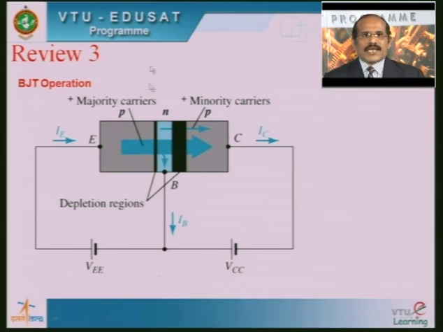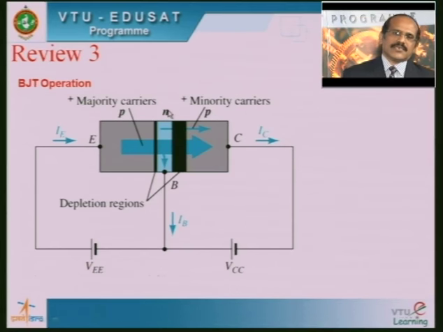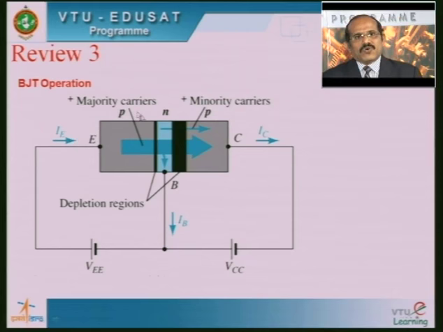Therefore, as you know, we have a PNP layer here. In the P layer the majority charge carriers are holes, in the N layer the majority charge carriers are electrons. So whenever we connect the P layer to the positive terminal of VE, the holes get repelled by the positive terminal of VE, and they diffuse, crossing over the depletion region and moving into the N layer.